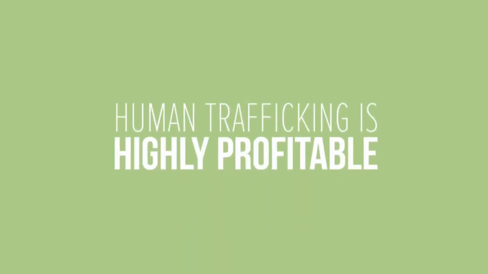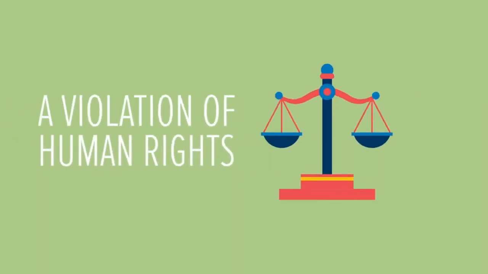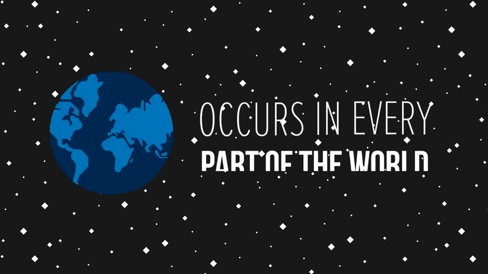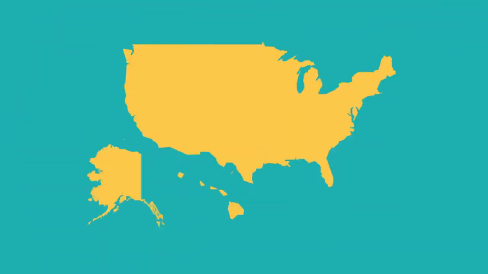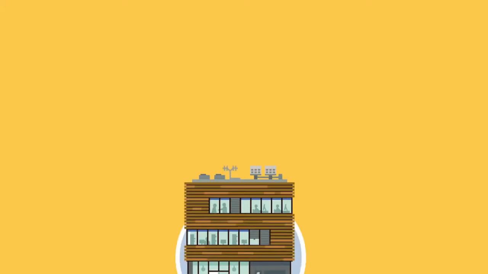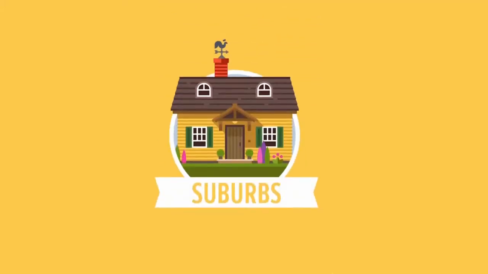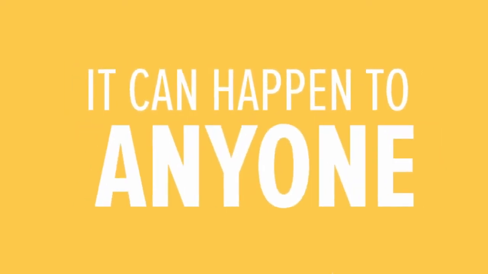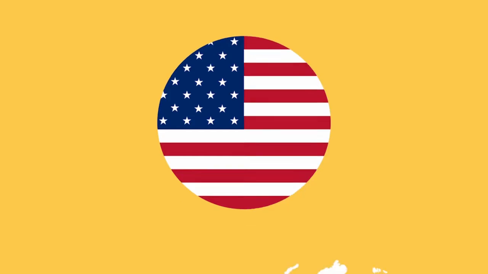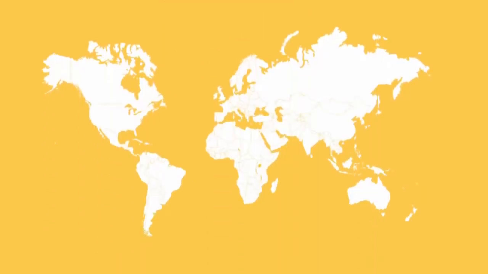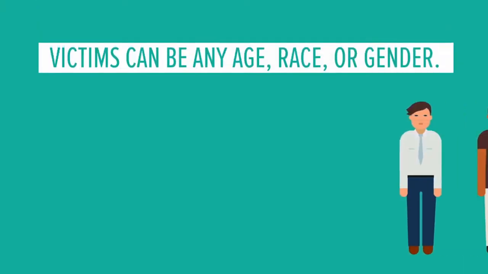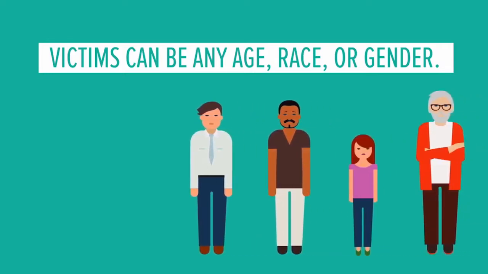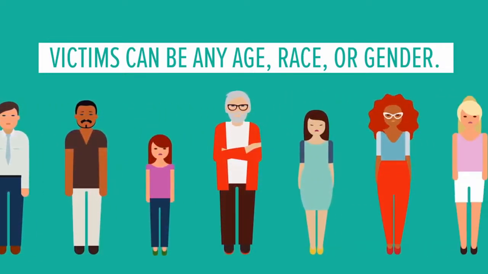Human trafficking is a highly profitable crime and a violation of human rights. It occurs in every part of the world, including here in the United States. It happens in our big cities, our suburbs, and even in rural towns. It can happen to anyone. Human trafficking victims can be U.S. citizens or from other countries. Victims can be any age, race, or gender, but one thing they share is that they are vulnerable to being exploited.